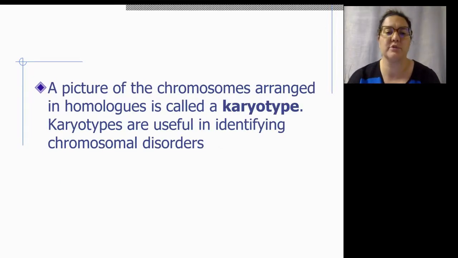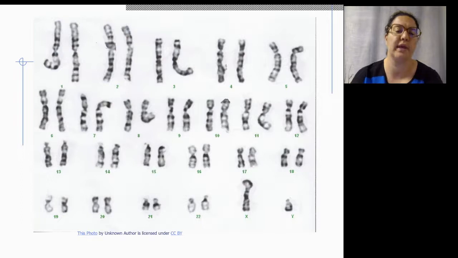A picture of all the chromosomes arranged in their pairs is called a karyotype, and this is useful for identifying chromosomal disorders. When you're looking at a karyotype, it should have 2 copies of each chromosome. So we can see here chromosome 1, 2, 3, all the way through to 1X and 1Y at the end, demonstrating that this would be a male karyotype.